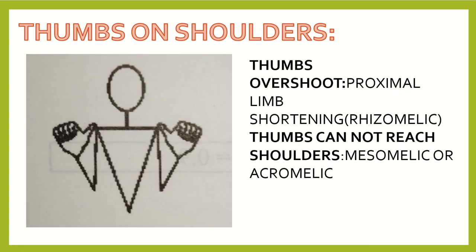Now the fourth maneuver is the thumbs on the shoulder. If the thumbs overshoot the shoulder, this means that there is proximal limb shortening, or we can say the baby is rhizomelic.